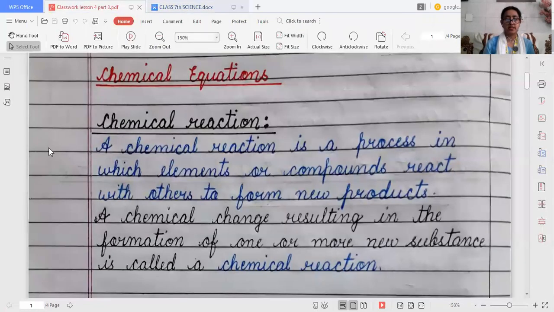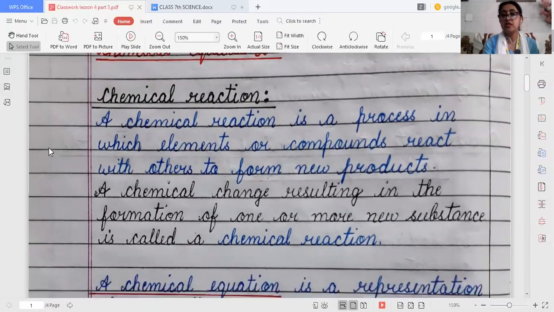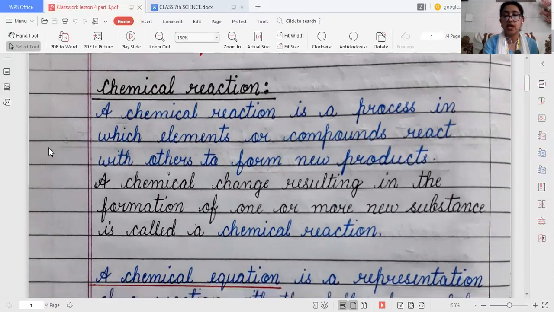So let's start. Chemical equations. Now in this topic, first we will go through chemical reaction. What is a chemical reaction? It is a process in which elements or compounds react with each other to form new products. Means a chemical change always results in the formation of one or more new substances which are known as products, and this whole process is called chemical reaction.